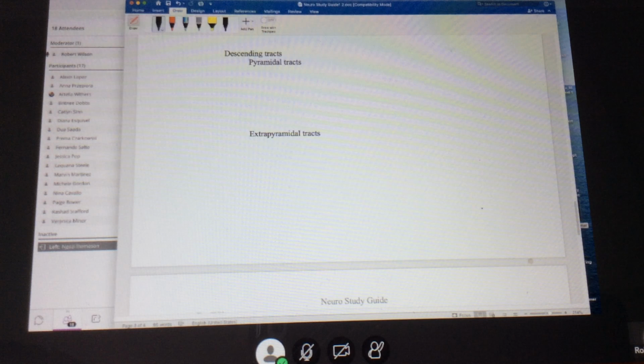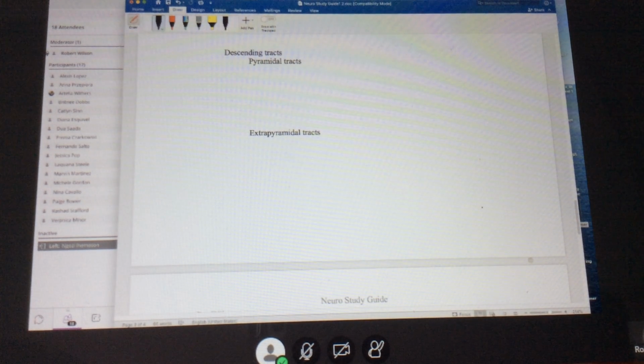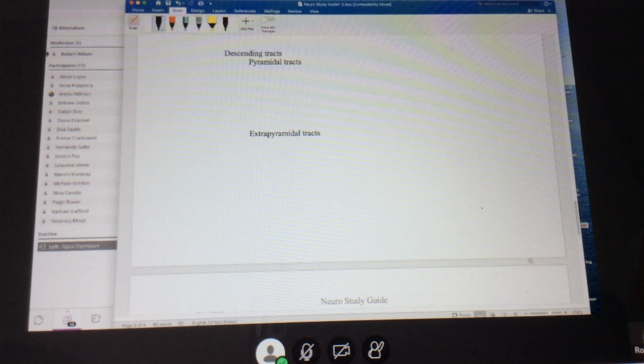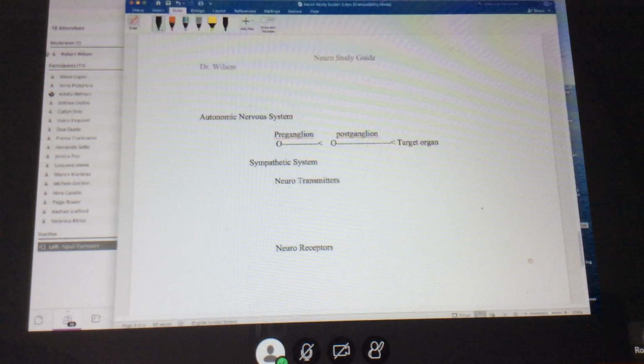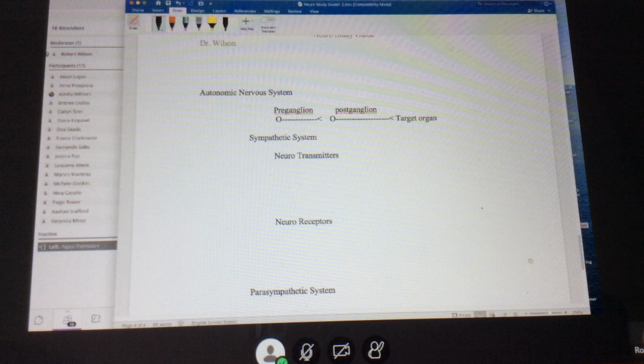Then we have the tectospinal tract, and that is an auditory visual reflex center. So that includes the corpora quadrigemina, which is the superior and inferior colliculus. And then you have the reticulospinal tract, which is both ascending and descending, which wakes up the cortex, which then wakes up the body. All right, this is what we went through yesterday.